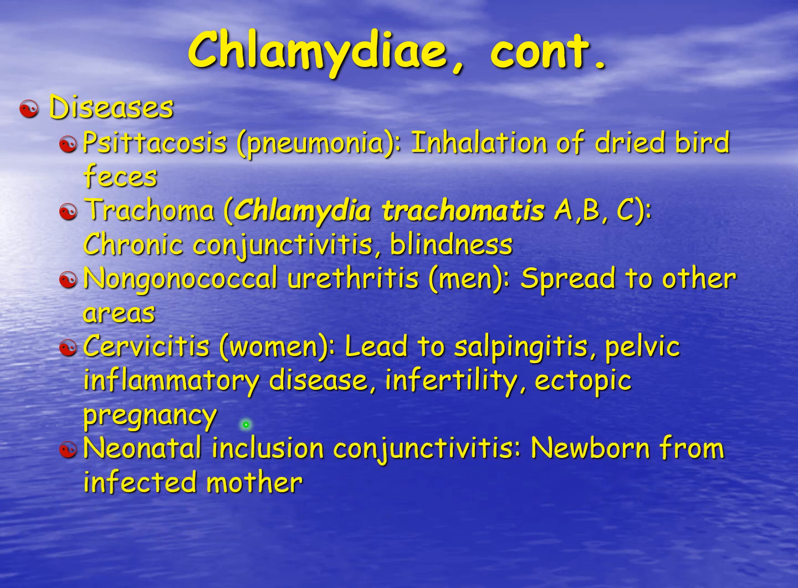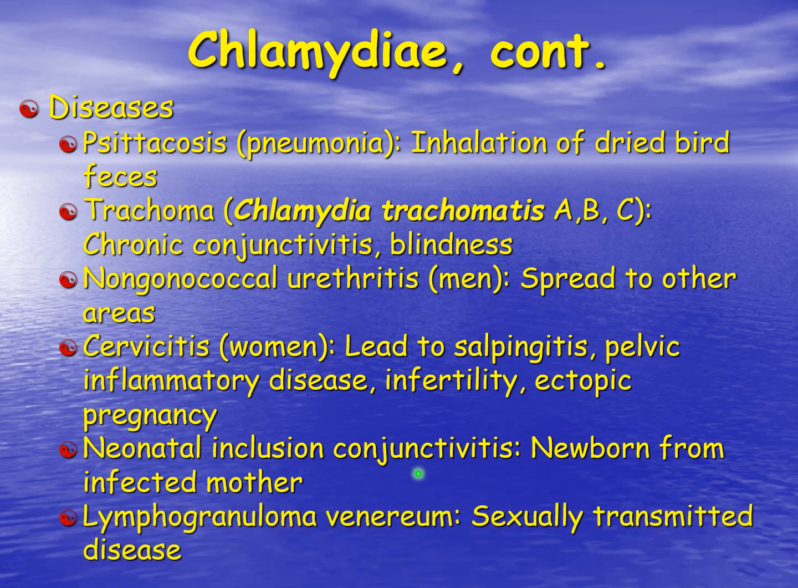And in the neonate, the newborn, we oftentimes will see neonatal inclusion conjunctivitis. The newborn is infected as it passes through the vaginal canal, and this can cause trachoma in the newborns, and this can cause severe scarring of the cornea and blindness. And then lymphogranuloma venereum, the venereal disease. This is actually the old name for the sexually transmitted form of Chlamydia trachomatis.